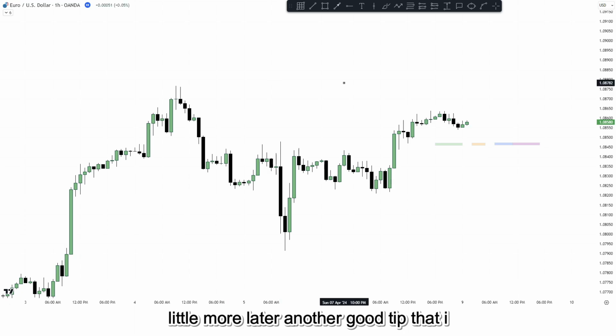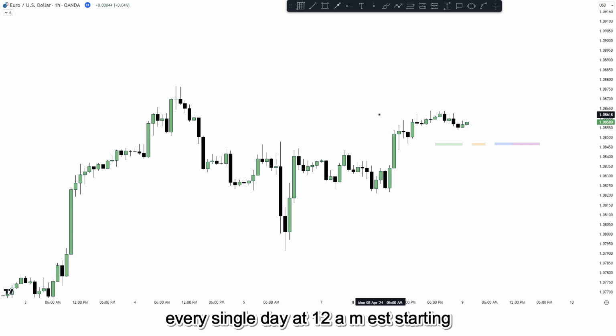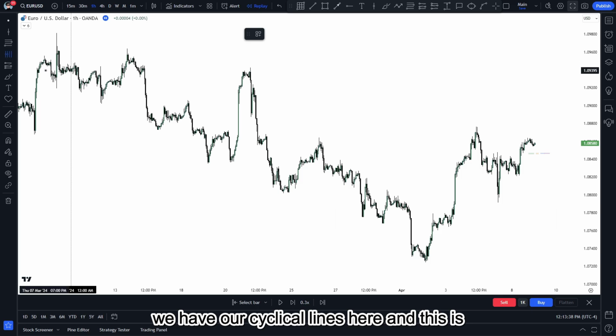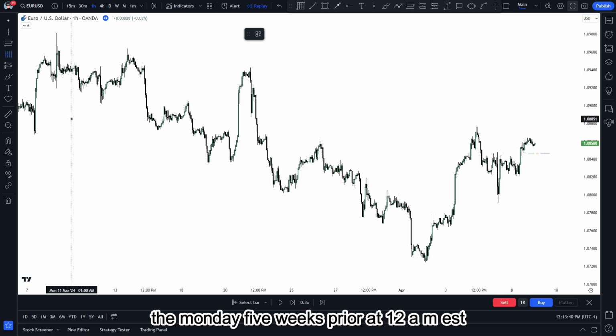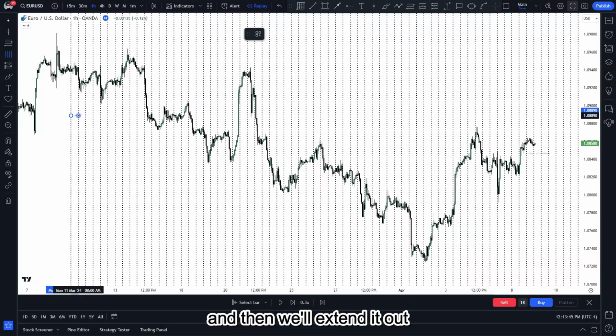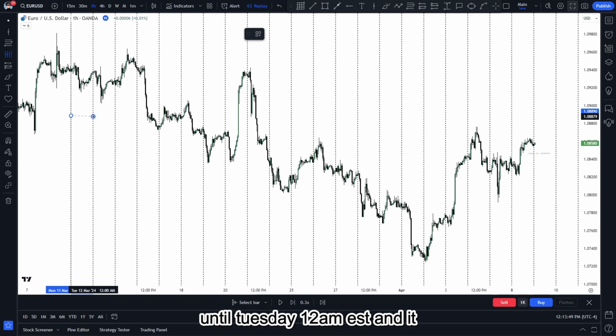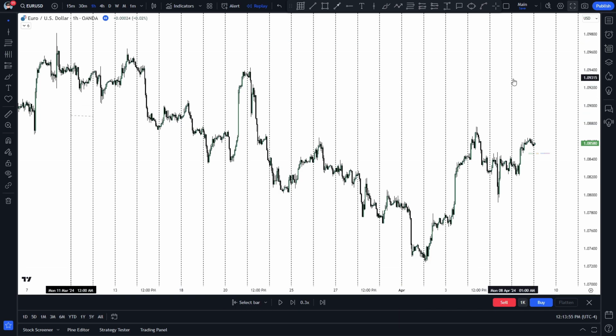Another good tip that I use when forming my daily bias is cyclical lines to separate my days every single day at 12 a.m. EST, starting from the prior 5 weeks till this week. So we have our cyclical lines here, and this is the Monday 5 weeks prior at 12 a.m. EST, and then we'll extend it out until Tuesday 12 a.m. EST, and it extends out 5 weeks prior to this week.